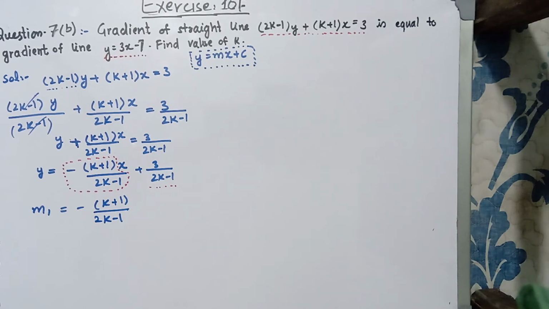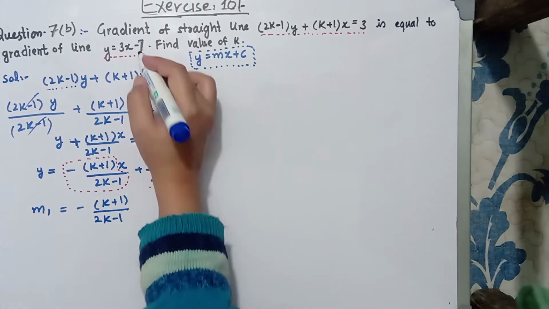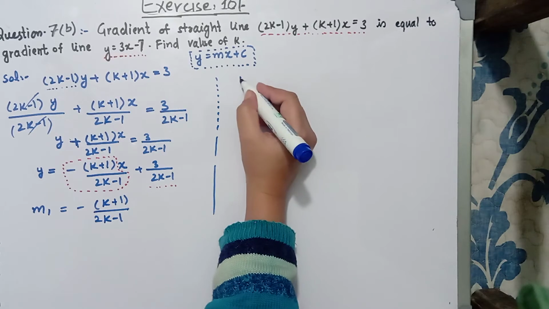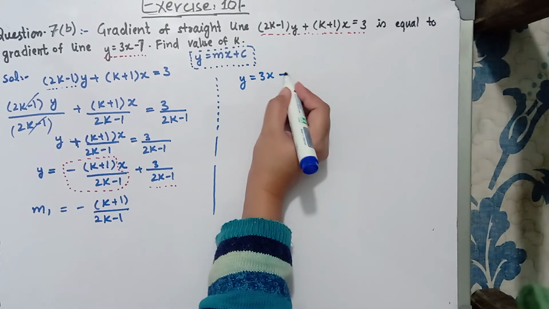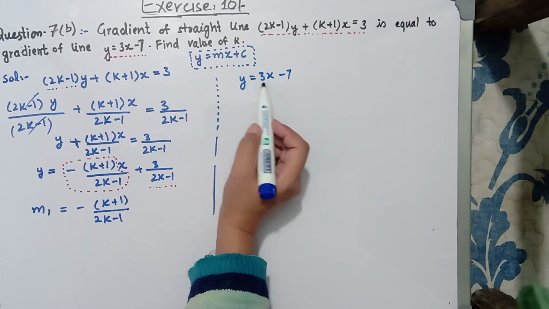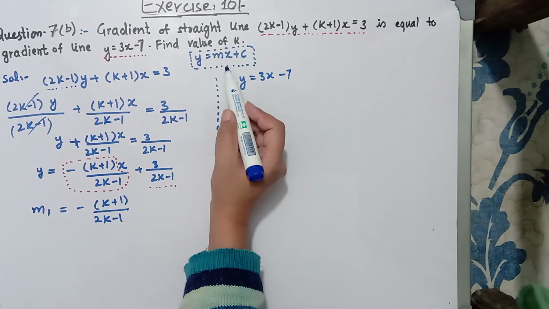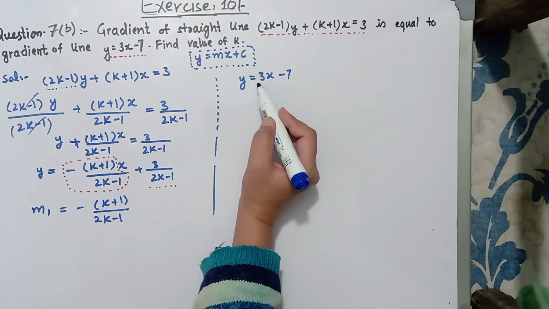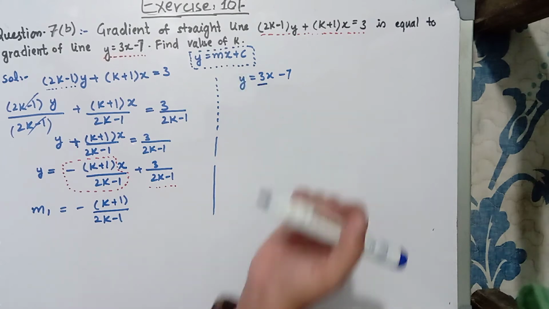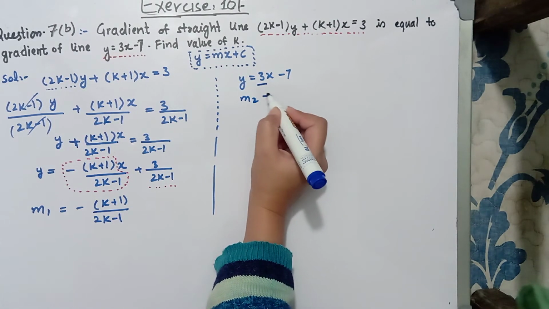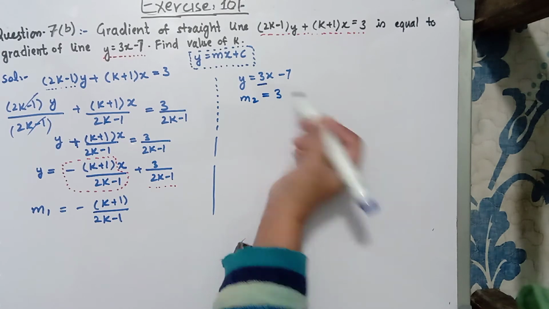Now look at the second equation. The second equation is given by y equals 3x minus 7. If you look at the general form of equation of line, it's already similar to the general form. So by comparing I can see that m is equal to 3 for this equation. So I'm naming its gradient m2, and m2 is equal to 3.